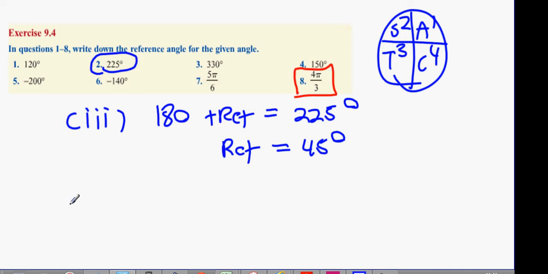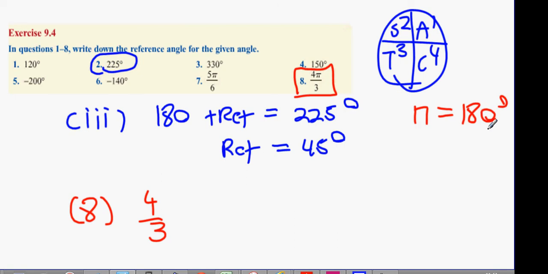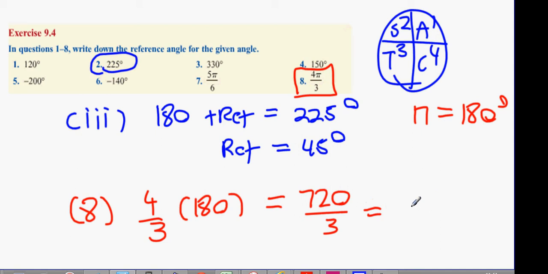You're then going to be given an example that's in radians. If the example is in radians, what I ask you to do is change radians back into degrees. To change radians back into degrees, simply replace pi radians with 180 degrees. 4 over 3 multiplied by 180, anybody? 720 divided by 3, which gives me 240 degrees. Is that right? Yeah. Now, 240 degrees.